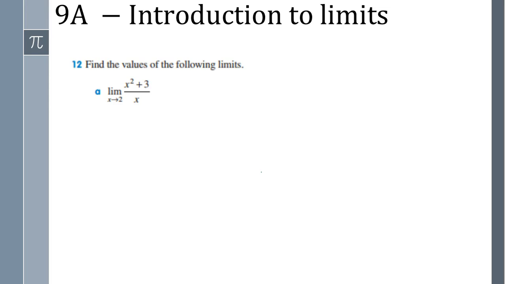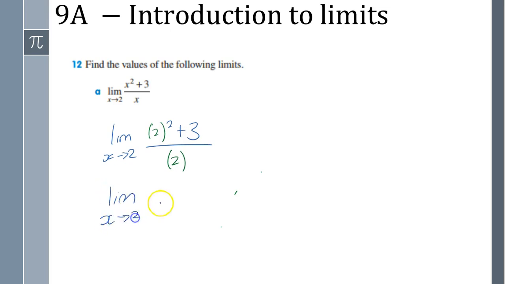So how we would approach this one, limit as x approaches 2. Wherever we saw an x, we'd put a 2. And then we'd simplify. So 2 squared is 4, plus 3 is 7 over 2, or 3.5. So just be careful with your simplifying when you do these.